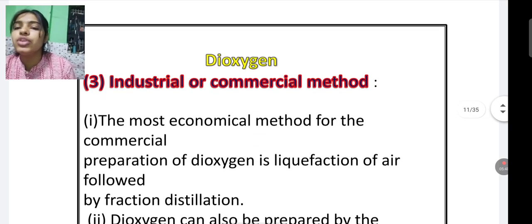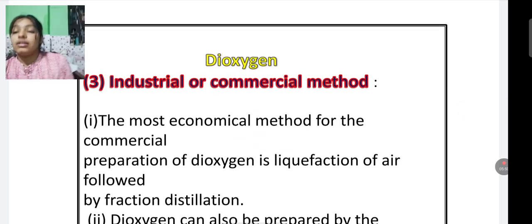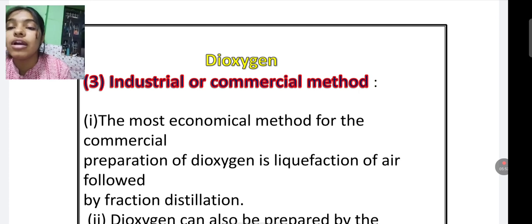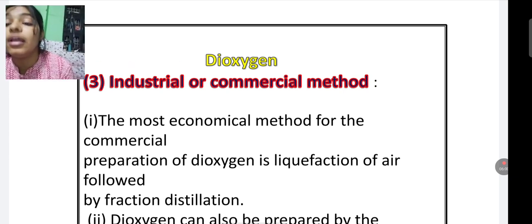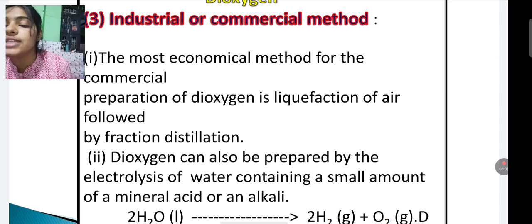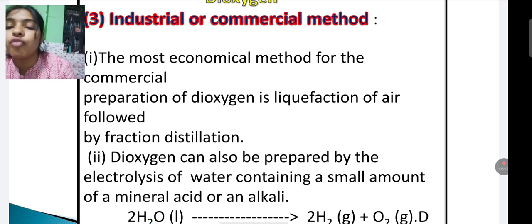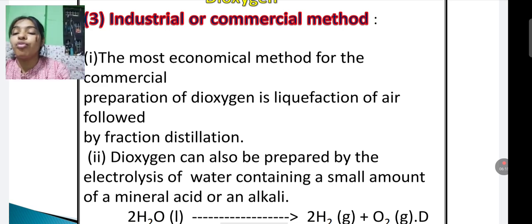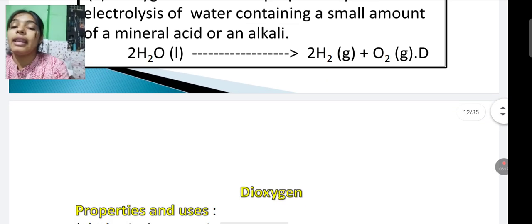Now we see the uses of dioxygen. We can see industry and commercial method, it is used very much. It is also prepared in industries and commercial method. The most economical method for the commercial preparation of dioxygen is liquefaction of air followed by fractional distillation. Dioxygen can also be prepared by electrolysis of water containing a small amount of mineral acid or alkali.